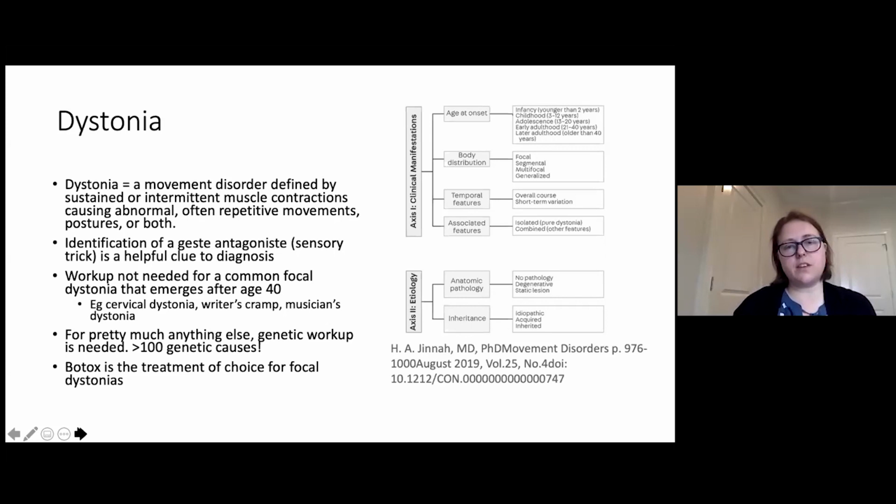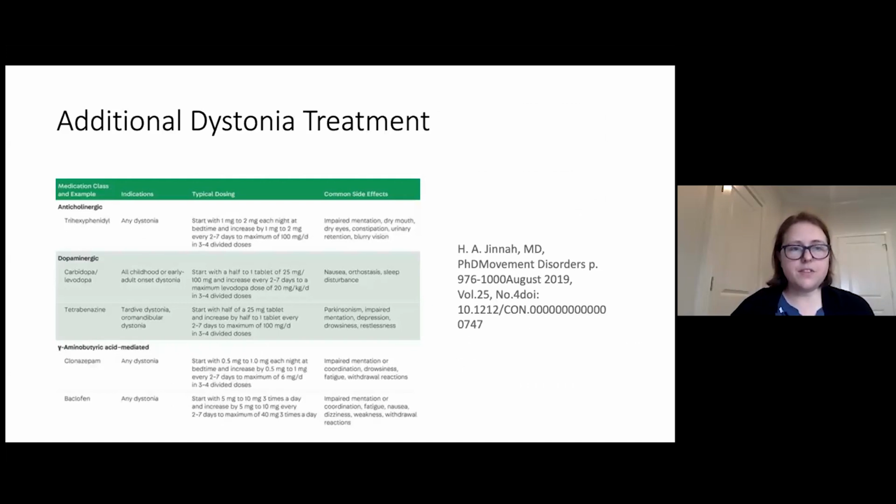For focal dystonia such as this, botulinum toxin is really the treatment of choice. If for some reason patients do not want botulinum toxin or they have some other contraindication, you can consider pharmacologic therapy with oral medicines that I've included here for your reference. But I will just again stress that really botulinum toxin is preferable to these. All of these have side effects and are less effective.